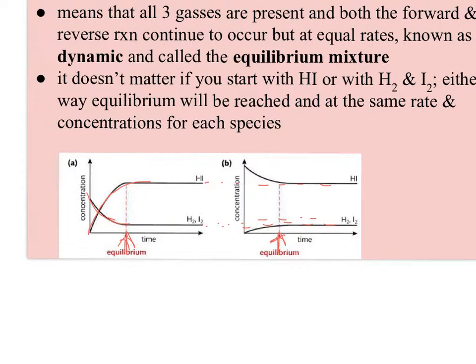If I start with a specific amount of HI, it's going to yield X amount of H2 and I2. If I start with that X amount of H2 and I2 and let it run in reverse, it will yield that same amount of HI.